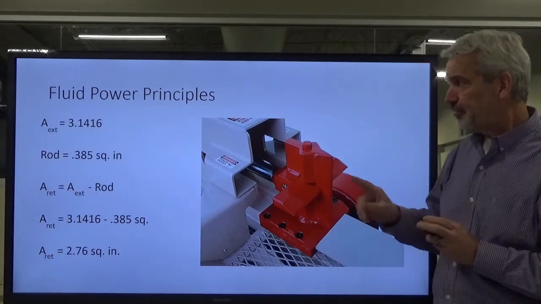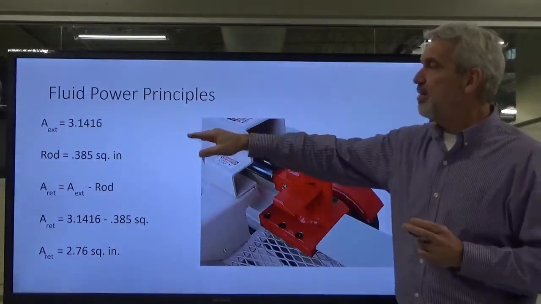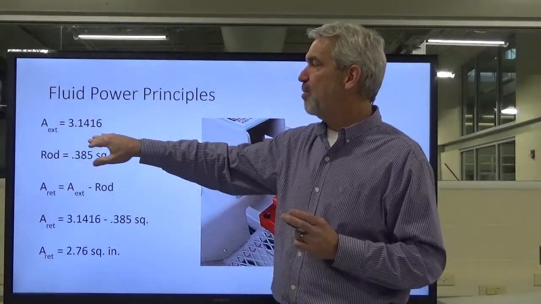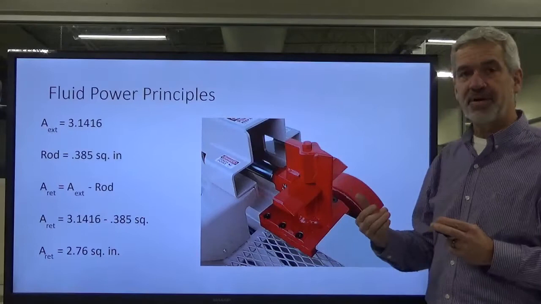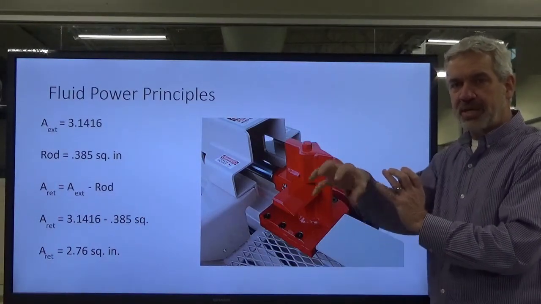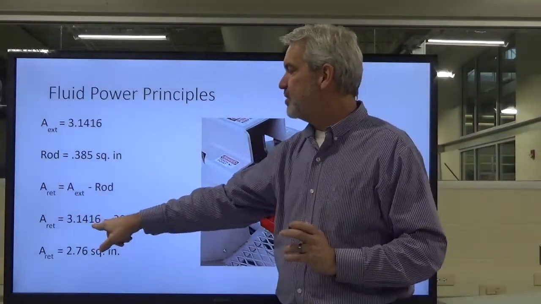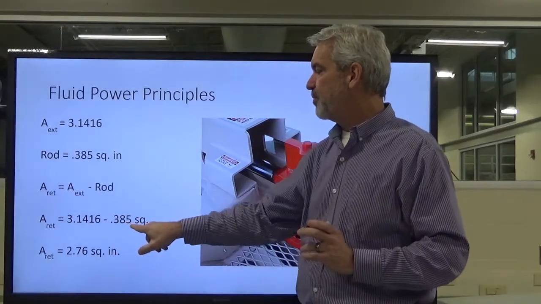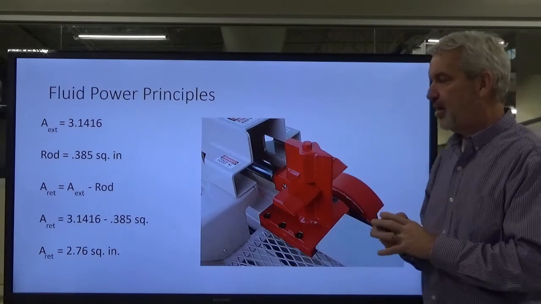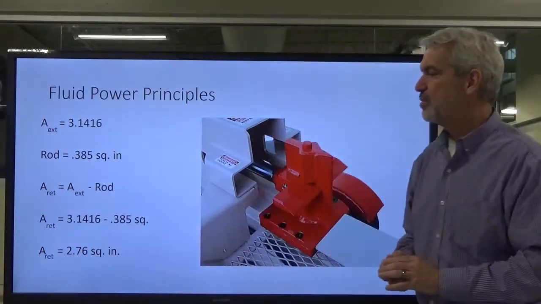Now we know from our previous slide that we have an extend side area of 3.1416 square inches. We have the same amount on the other side, except the rod is taking some up, so we have to subtract the rod away from that. So we take 3.1416, subtract the rod, which is 0.385 square inches, and then we have a retract surface area available for us to push against of 2.76 square inches.